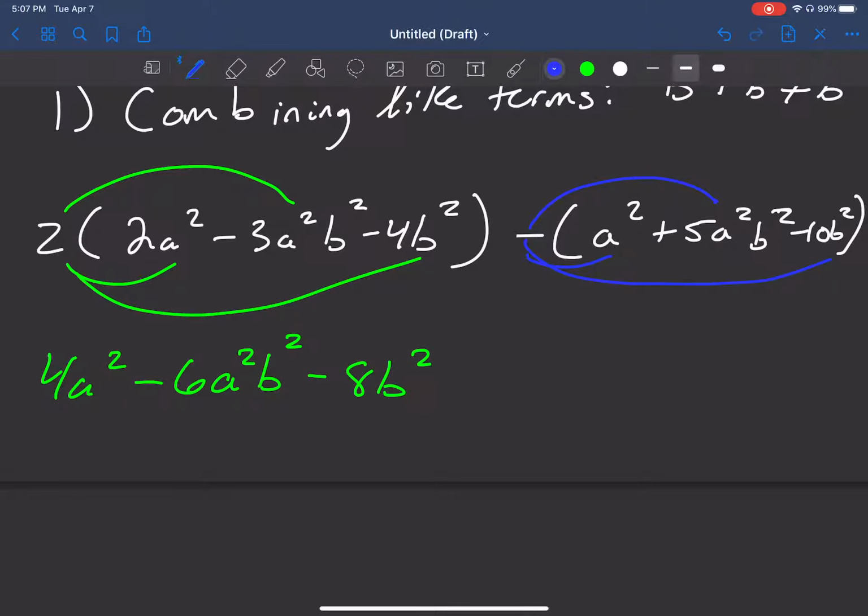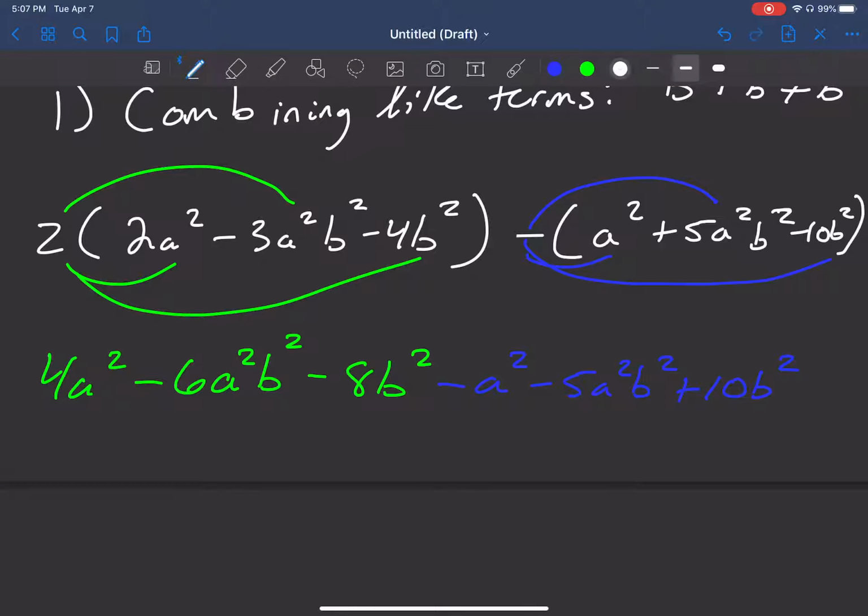Look at blue. Minus 1 times a squared is minus a squared. Minus 1 times 5a squared b squared is minus 5a squared b squared. And of course, minus 1 times minus 10b squared makes it positive. So you have plus 10b squared.